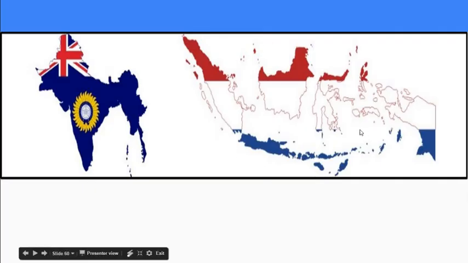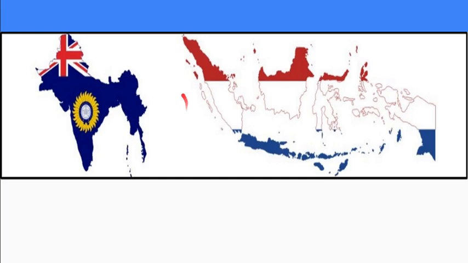So we're going to see the colonization, the conquest, the imperial control of colonies all over the world, including the Dutch East Indies, which is this map that you see here, with the Dutch flag, and the British Raj of India in South and Southeast Asia.